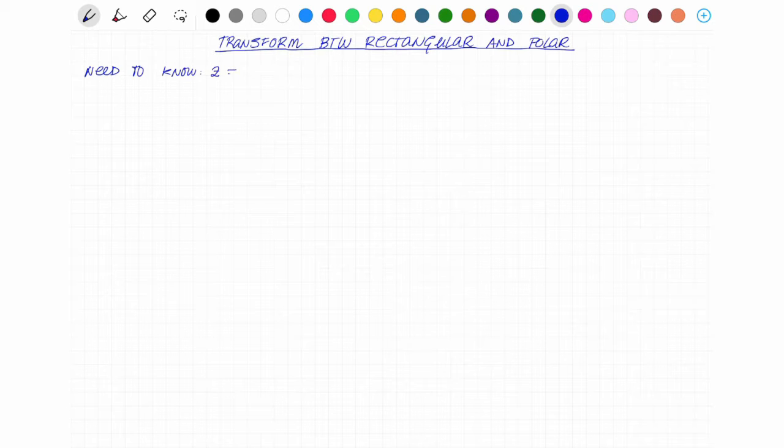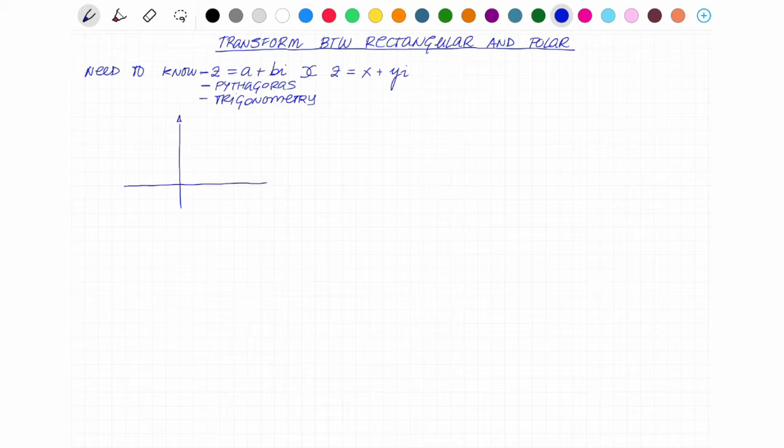First of all, to identify your complex numbers, that they look like a plus bi, and remember that's equivalent to calling them x plus yi if you want to use something that looks more like coordinates. Then you need to be familiar with the use of Pythagoras theorem and trigonometry to know where things are coming from. Now, all of this comes from the fact that our complex numbers are two-dimensional numbers.